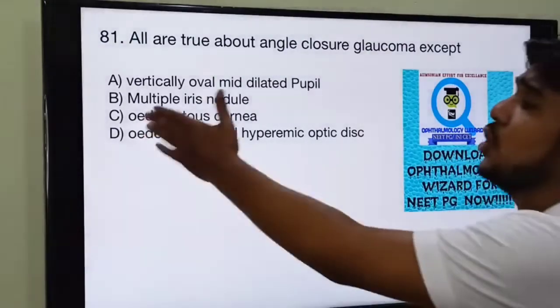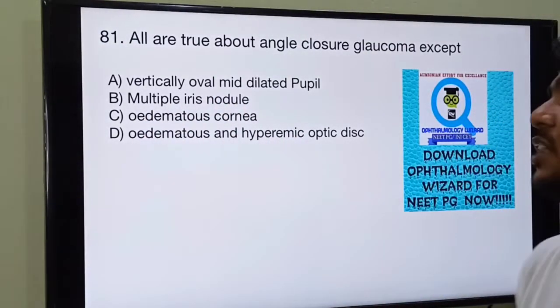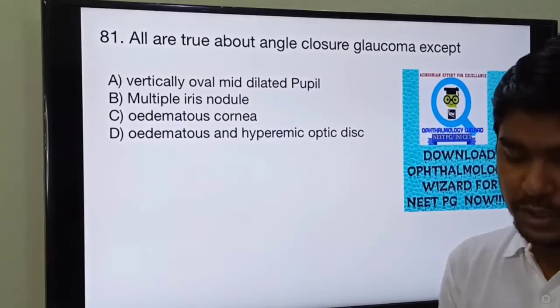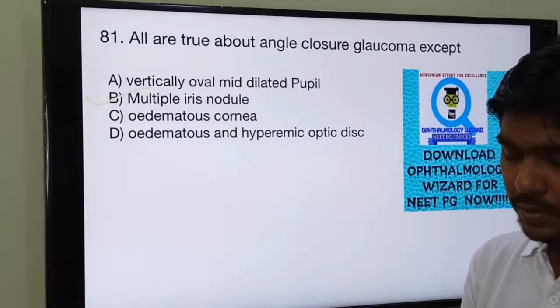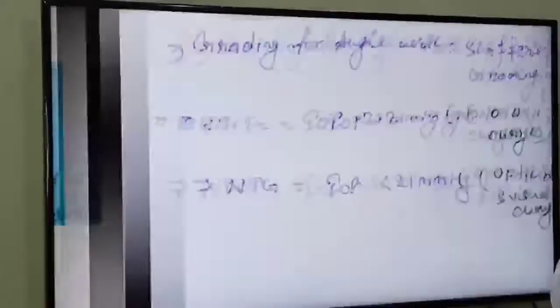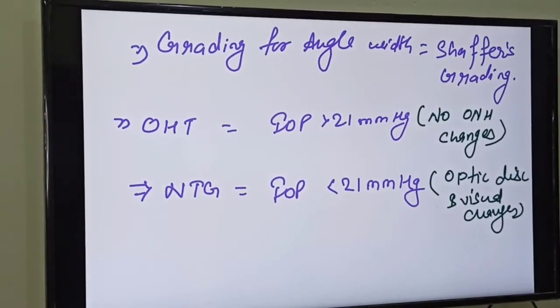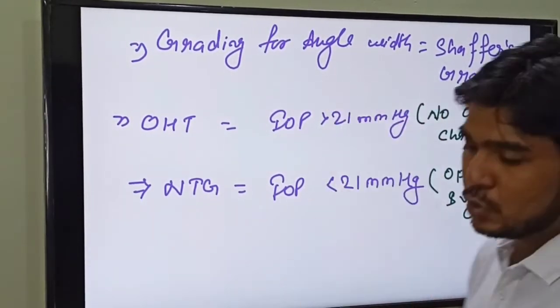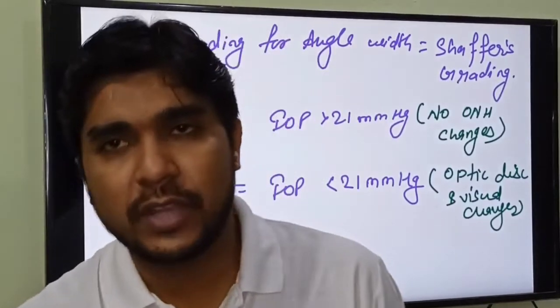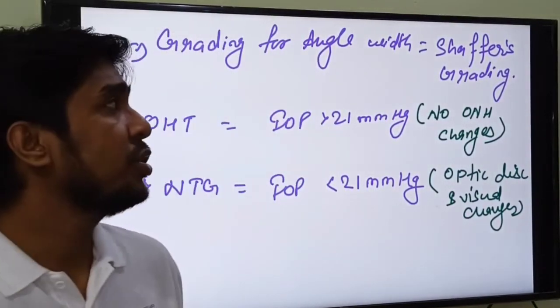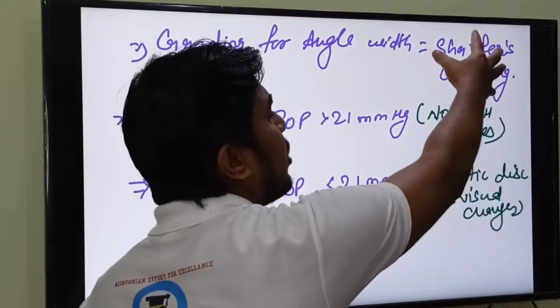Now, multiple iris nodules can never be present. It has nothing to do with angle closure. So the answer for this question is multiple iris nodules. What is the grading? If you go for the angle, like I have shown you, which grading system are we using? It can be an important question. That is Shaffer's grading system that we are using.